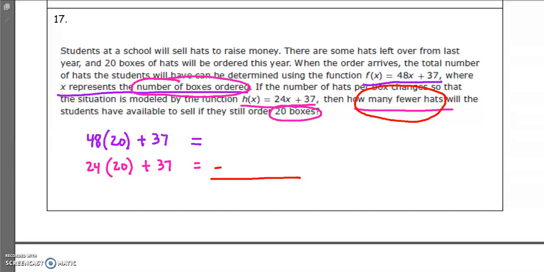Okay, so let's try this. If I do 48 times 20 plus 37, I get 997. If I do my 24 times 20 plus 37, I get 517. Now if I subtract those two numbers, I'm going to get 480. So we are going to have 480 fewer hats to sell this year.